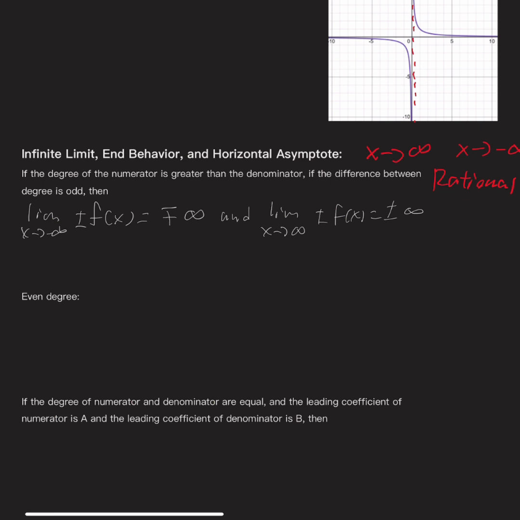Basically, we only care about the highest degree of the numerator and denominator of the rational function. If the degree of the numerator is greater than the denominator and the difference is odd, let's say the difference might be 3, might be 1, and the leading coefficient from the long division is negative, then it will approach positive infinity.